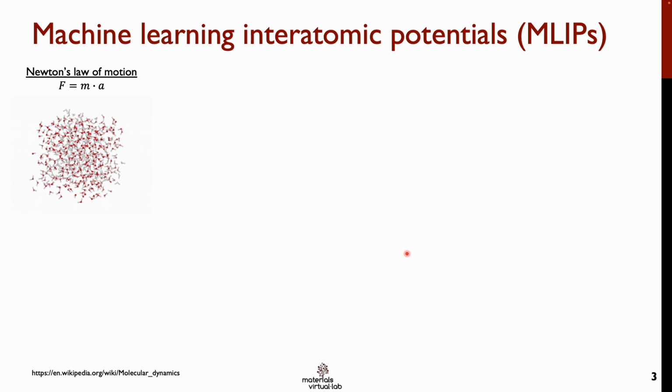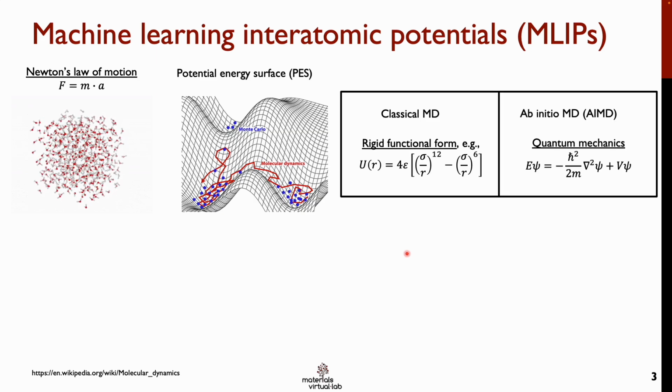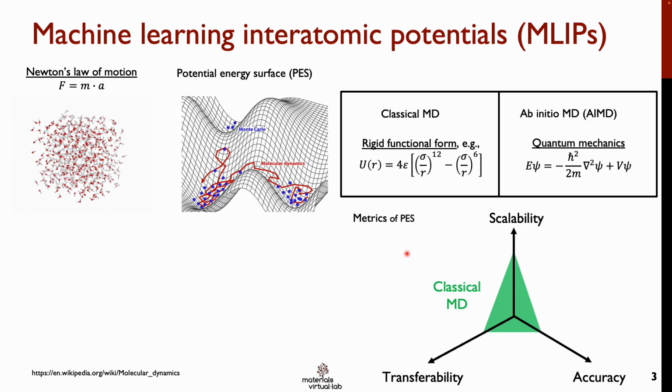So here I give you a short animation of water molecules at room temperature. The motions of water molecules are actually derived from Newton's law of motion, where the interatomic forces are derived from the potential energy surface. Traditionally, there are two types of simulations, with two types of potential energy surface defined. First is with rigid functional forms. We do classical molecular dynamics. This is a highly scalable method that can be applied to millions of atoms and microsecond-scale simulation, but its transferability and accuracy are limited by the rigid functional forms.